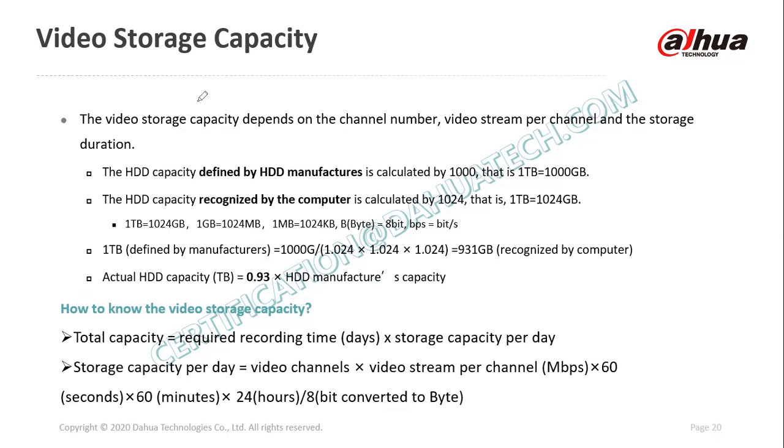So the storage capacity can be defined by manufacturers. If you see 1 TB is 1000 GB. But the HDD capacity recognized by a computer is different, so if you're going to do a computer capacity, you'll have to use 1024. So 1 terabyte is 1024 GB, unlike the latter. So you understand this?